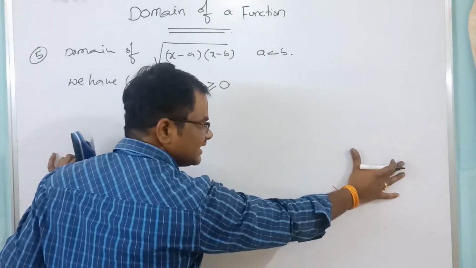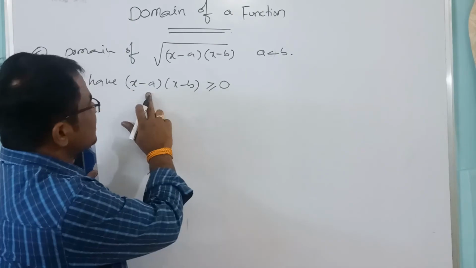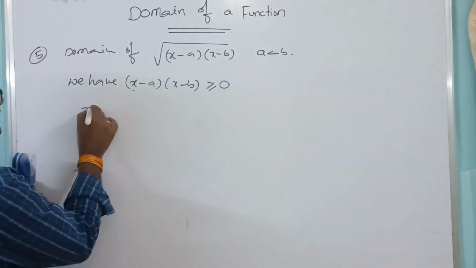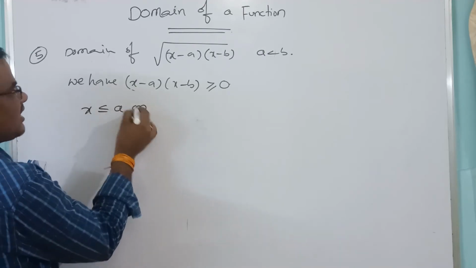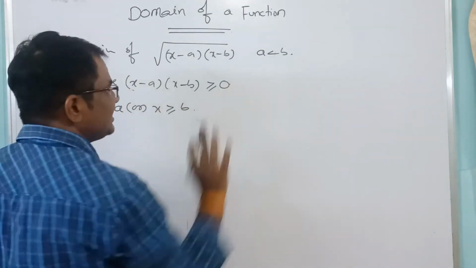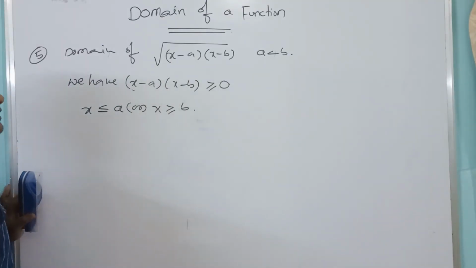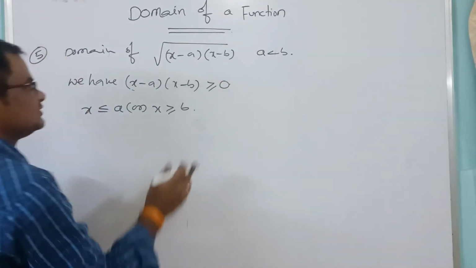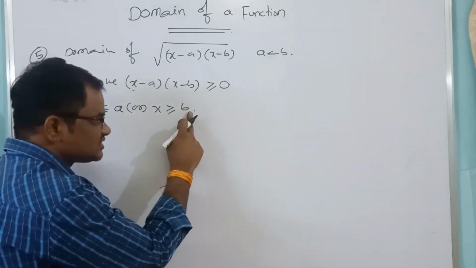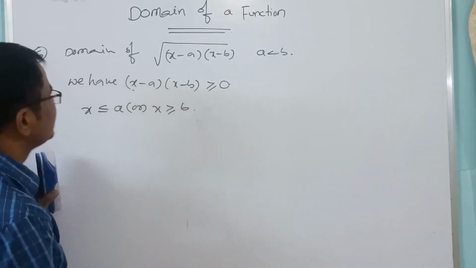Now only we take a note: (x minus alpha)(x minus beta) greater than or equal to 0 means we have to write x less than or equal to alpha or x greater than or equal to beta, whenever alpha less than beta. Now suppose alpha greater than beta, then we have to take which one is the least one and which one is the greatest one, that's it.